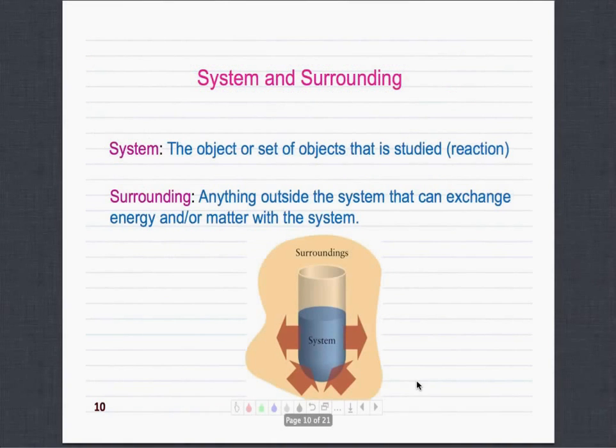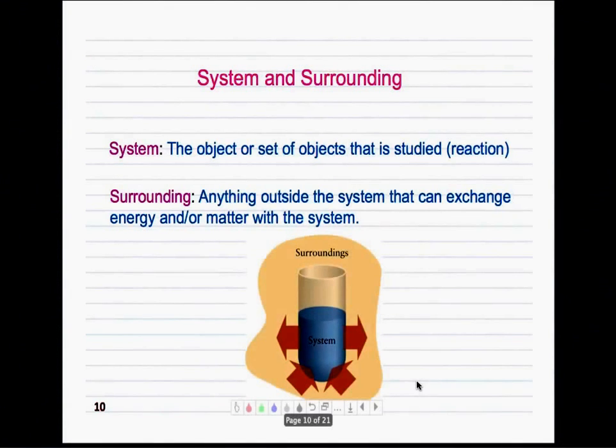Now, before we go any further, we have to identify two terms. Whenever I'm talking about the system, I mean the object or set of objects that is studied. Whenever I'm talking about the surrounding, it's everything else. So in the example of water that we heated up, a beaker with water and we heat the water up, the system is the water. Anything else is the surrounding.